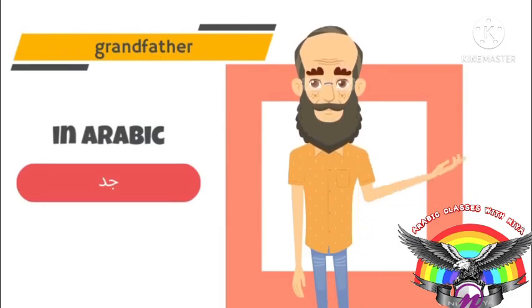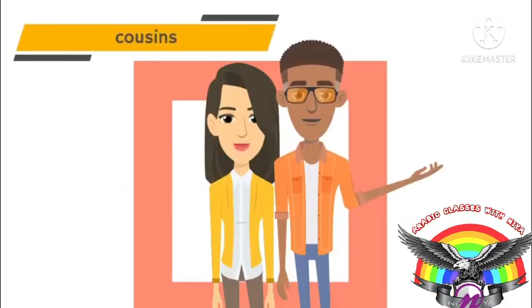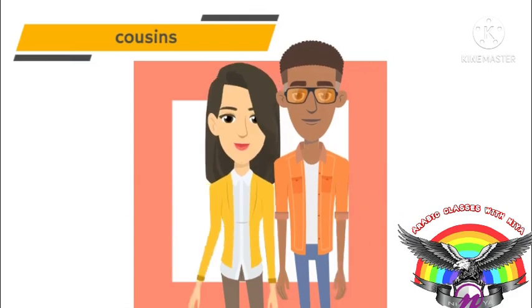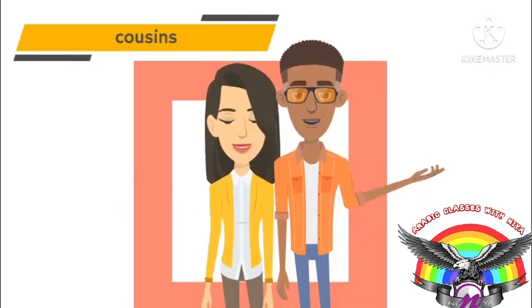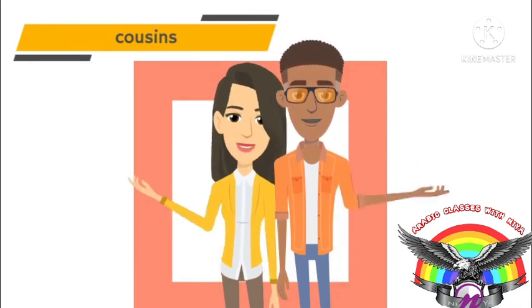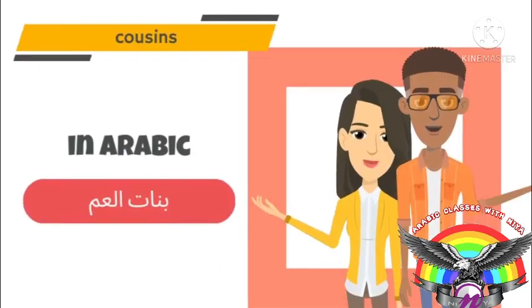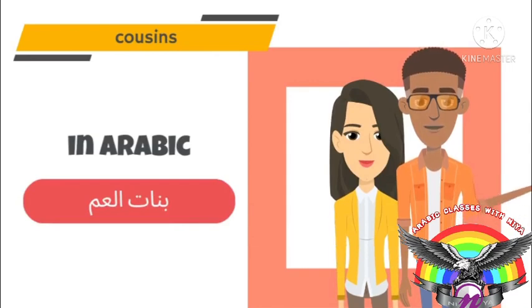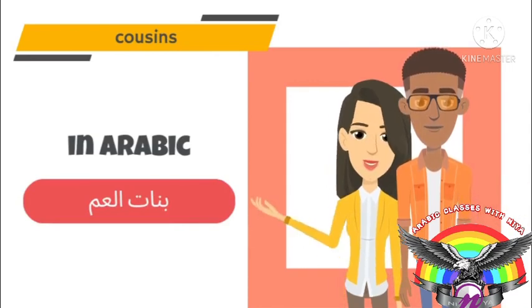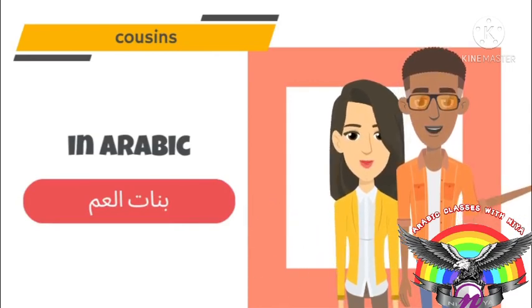Jad or Jaddi. Now we have cousins. Do you know how to say cousins in Arabic? It is very easy. Let's see. It is Banat al-Am. Let's repeat one more time. Banat al-Am.